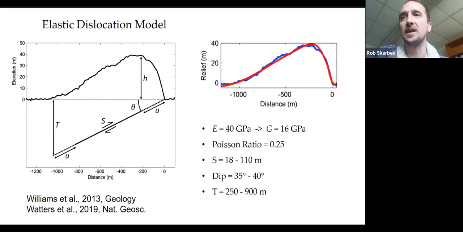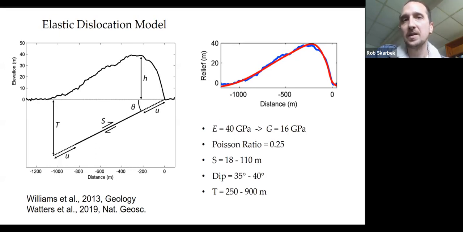So the top right is now showing an example of one of these fits, which is a good fit. Between these two papers, Williams et al. and Waters et al., they fit 7 different scarps, and they found that slips on the faults are about 18 to 110 meters, and dip angles are between 35 and 40 degrees. And these faults reach depths of about 250 to 900 meters.